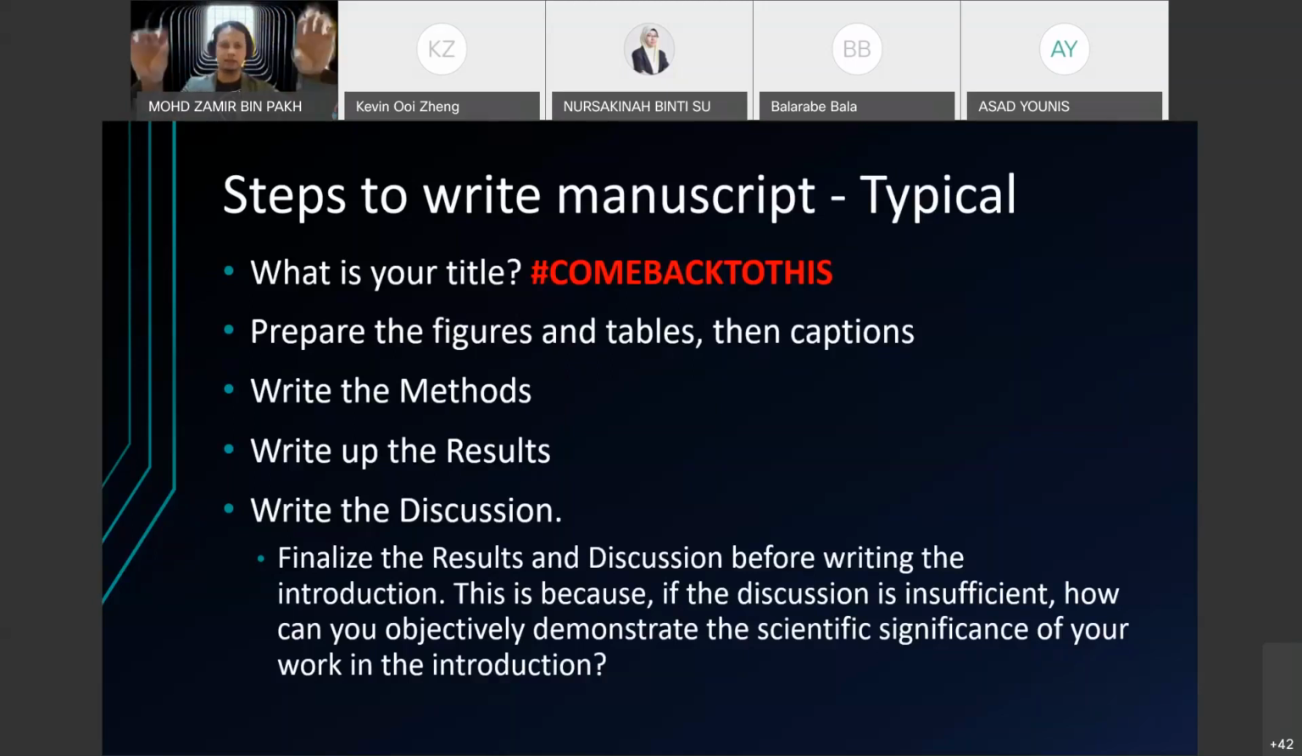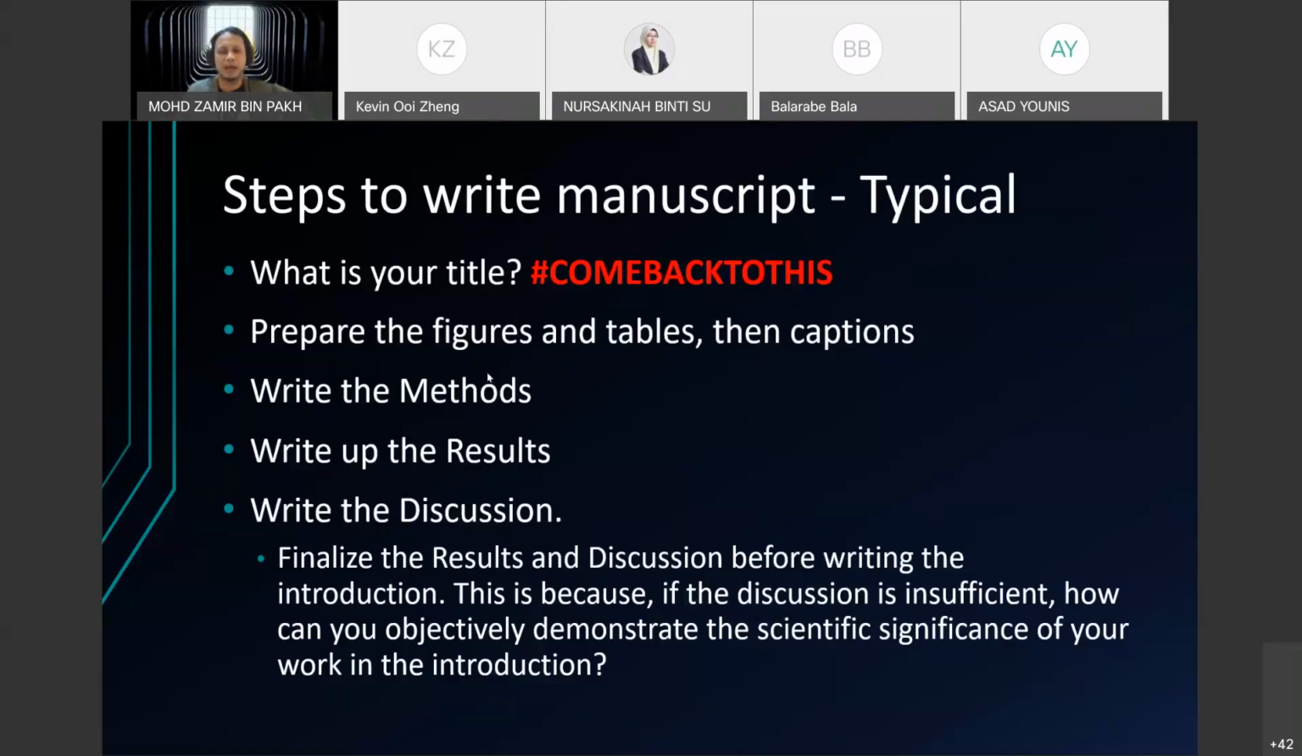Your title is suggesting the novelty, right? So that's the best case. You want your results to support your title, because the title is supporting your novelty. You want to be aligned properly. Then prepare the figures and tables.